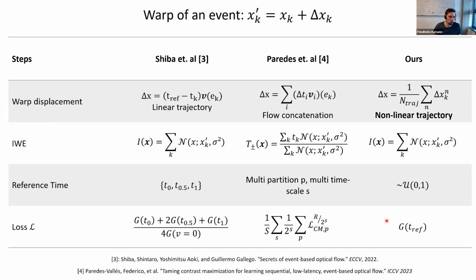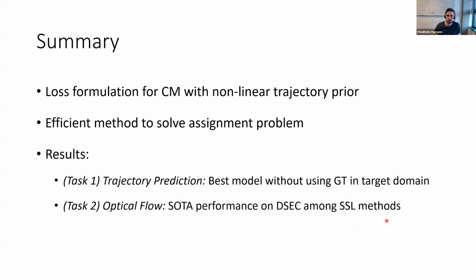Okay, and with this overview, I'd like to conclude the presentation. In summary, we provided a loss formulation for contrast maximization with a nonlinear trajectory prior. We introduced an efficient method to solve the assignment problem, and we showed results on 2 tasks. Task 1 was trajectory prediction, where we provide the best model without using ground truth in the target domain, which is often not available. And secondly, on optical flow, where we show state-of-the-art performance on DSEC among self-supervised methods. And with that, I would like to conclude my talk.